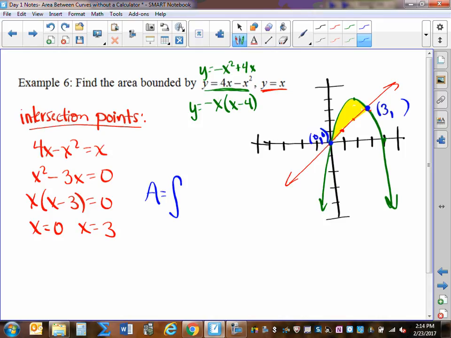So the area equals, now that we know our bounds from 0 to 3, and again, it's just top function minus bottom function. So my top function is this green one, negative x squared plus 4x. Or you could have just written 4x minus x squared. So that's my top function. Minus my bottom function. My bottom function is just x. And the whole thing with respect to x, dx. Alright, I trust that you guys can integrate this, so I want you to go and simplify it, integrate it, and get it down to one single number.